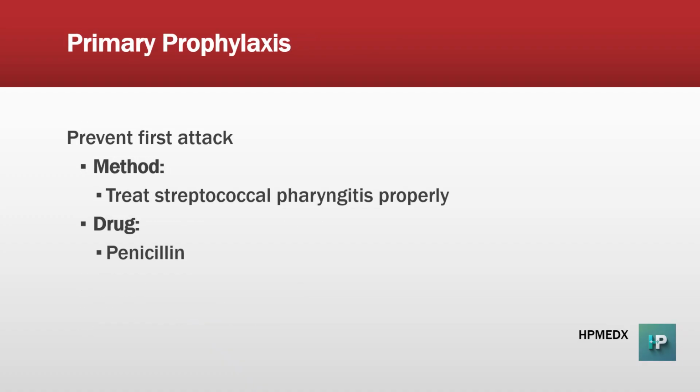And then primary prophylaxis. Here, primary prophylaxis means preventing the first attack, that is before the disease. So we have to treat the risk factor, that is infection by streptococcus, and the drug of choice is penicillin.